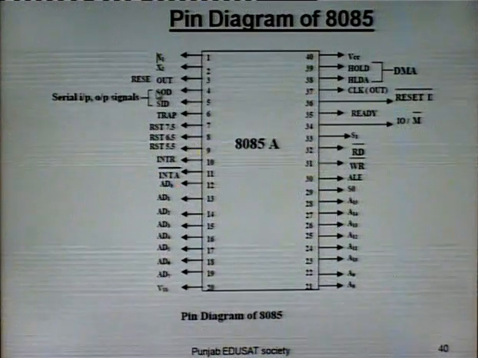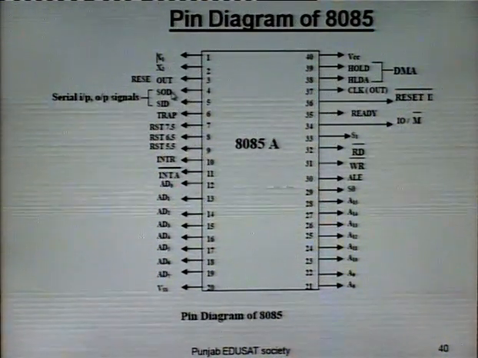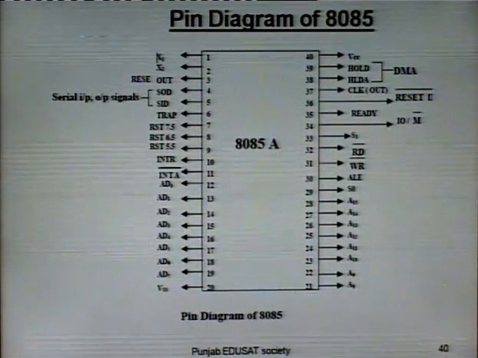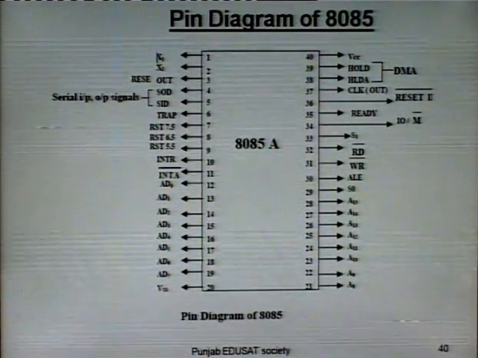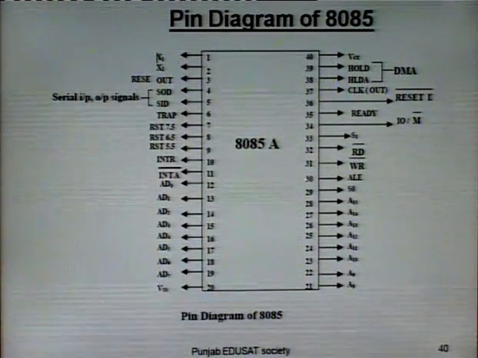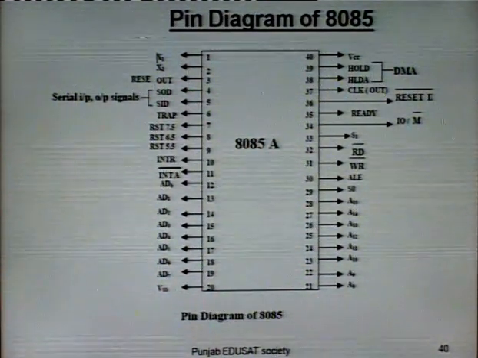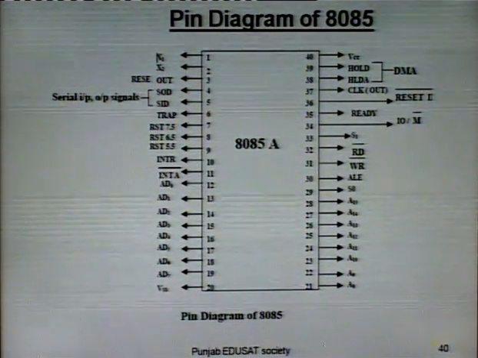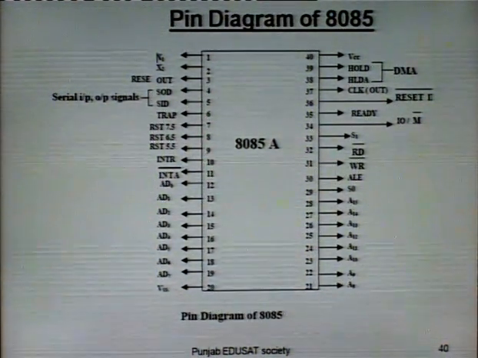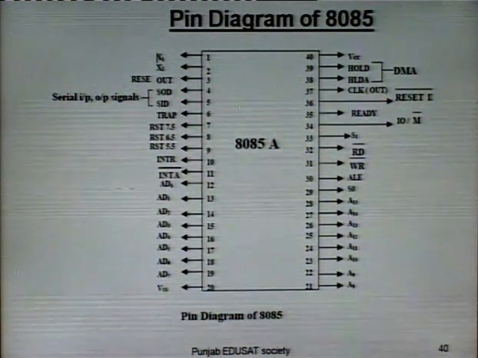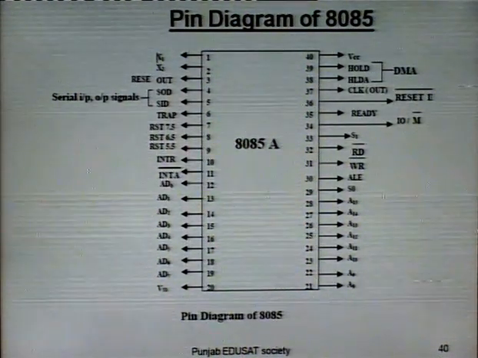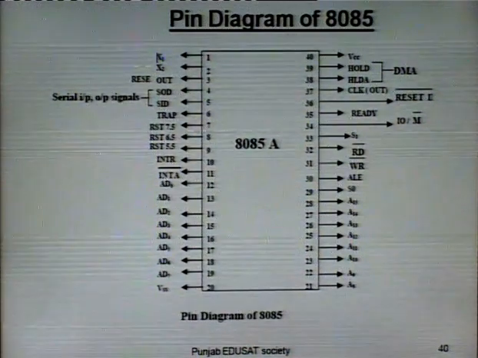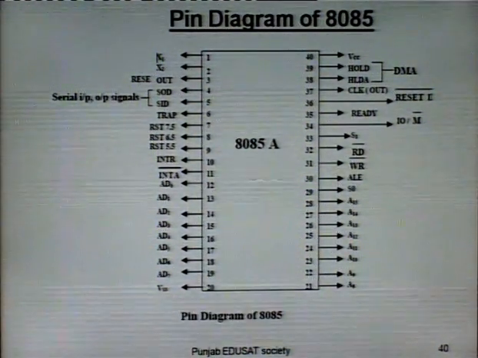After that, we have SOD. Serial output data is an active high serial output port pin. Through this pin, 1-bit data is serially outputted. The SOD pin is set or reset depending upon the accumulator's D7 and D6 bits after the execution of the SIM instruction.